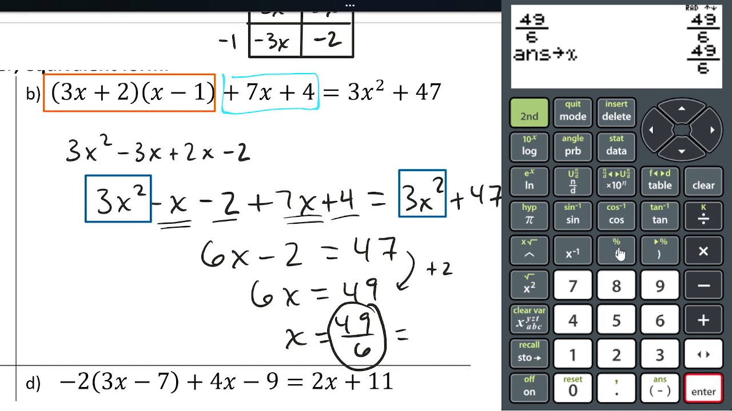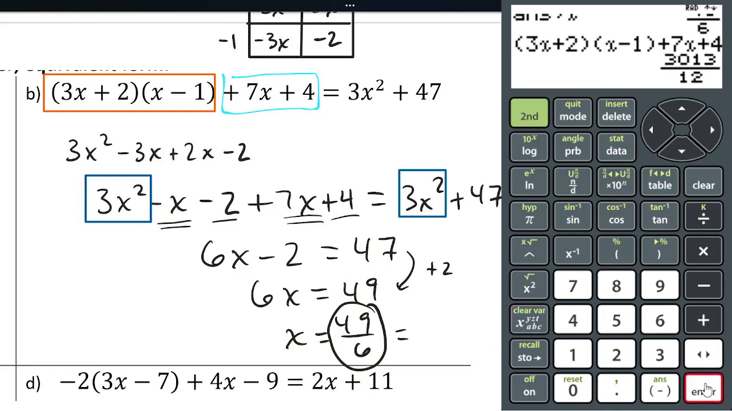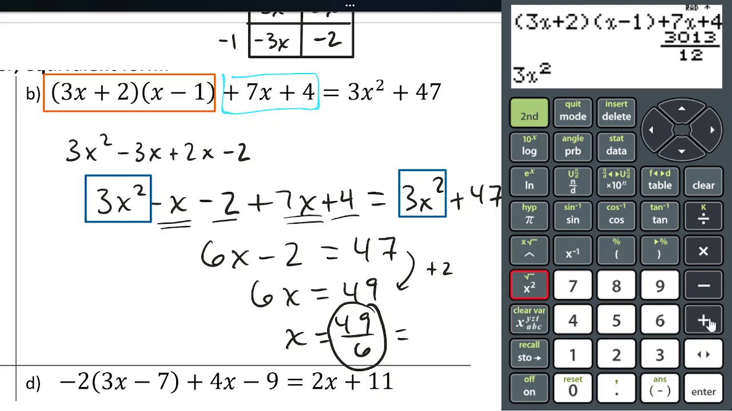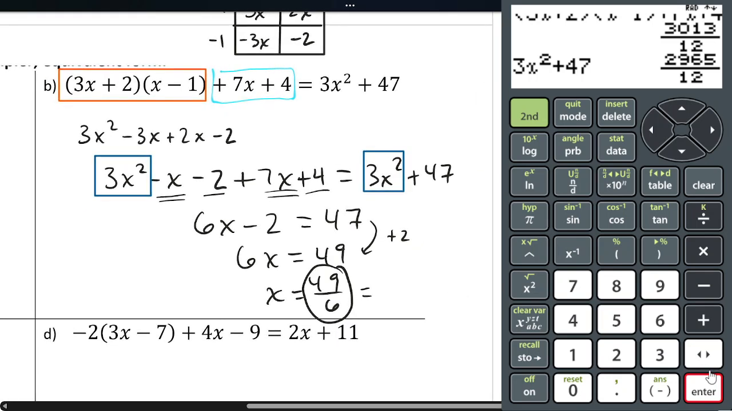So I'll write the original left-hand side, which was open paren, 3x plus 2, close, open paren, and I've got x minus 1, close it, plus 7x, and then plus 4 more. I get that this becomes the number 3013 over 12. Let's look at the other side. 3x squared plus 47. That gives me a different number. There's a mistake here. There's no two ways about it, right? So I've got to hunt this down.